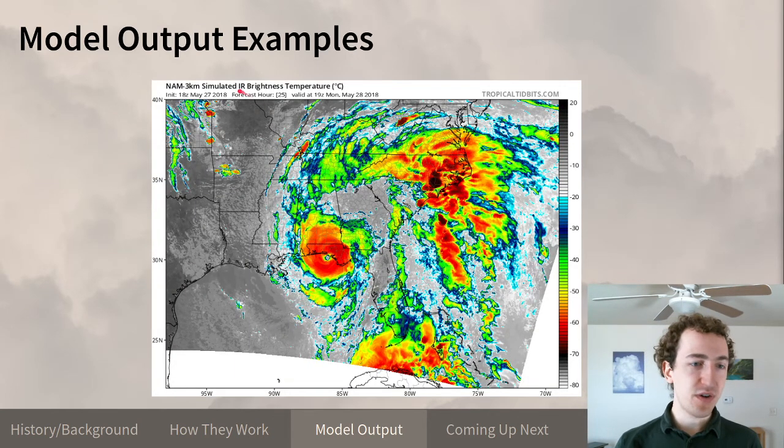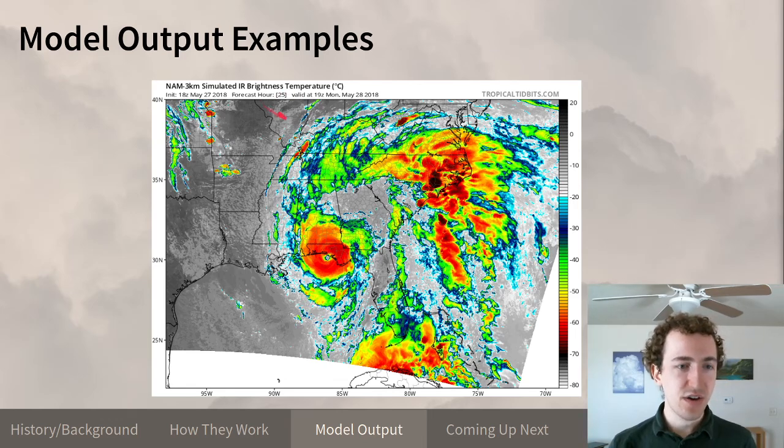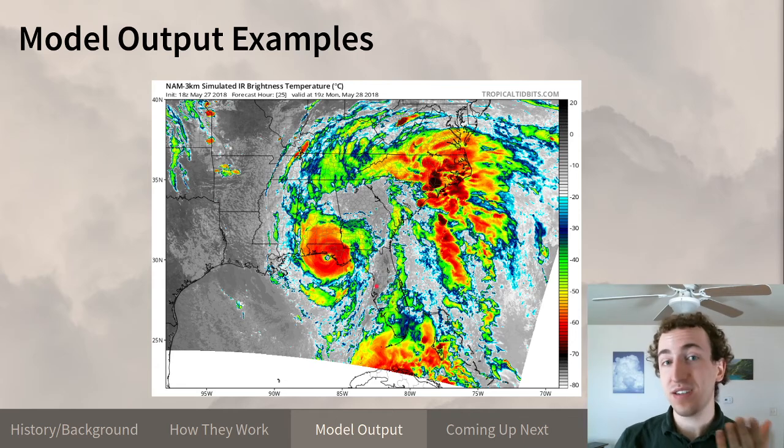We can also, this is going back to that simulated brightness temperature, similar to what you'd see on a satellite. This is sort of a hurricane forecast, and it looks very similar to what you'd see in observations from satellite, but this is modeled, this is predicted, it's a simulation instead of what we're actually seeing.